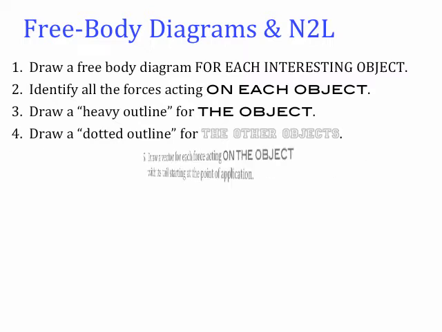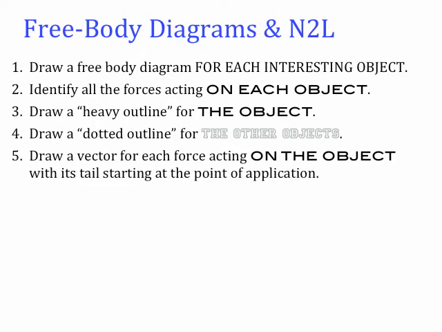You're going to draw a vector for each force acting on the object, with its tail starting at the point of application. Additionally, I'd like you to indicate on the vector the source of the force, in other words, the thing that's causing the force, in addition to an identifier for the object upon which the force is acting. And we'll see how that works here in a minute.